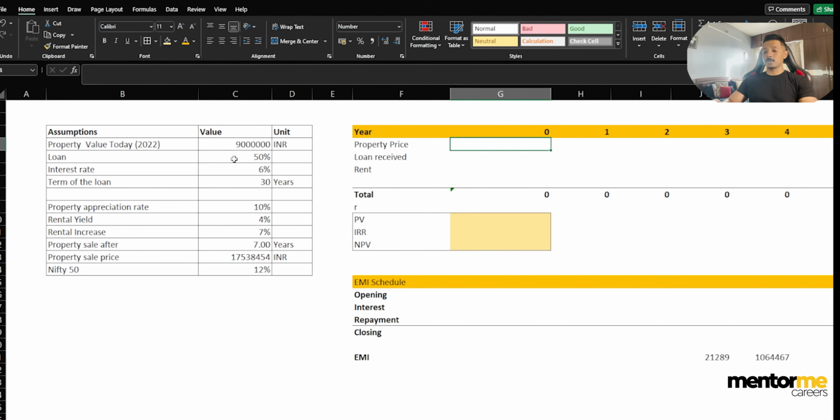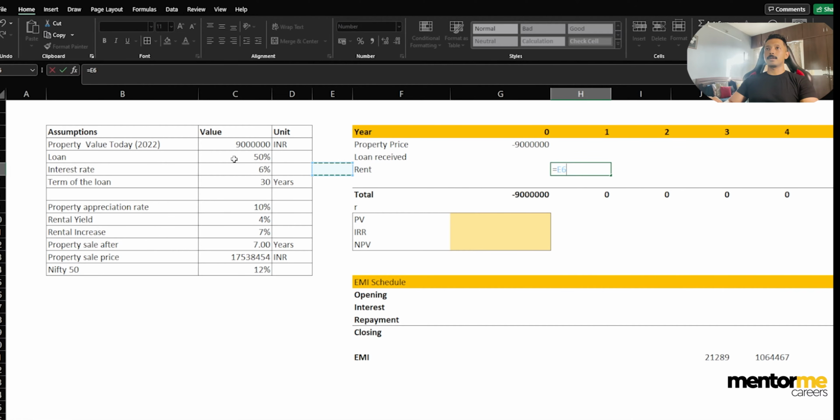Now let's get into the calculation. The property price, I'll just link it from the assumptions. There you go. At the moment, initially I want to show you the calculation without considering the loan, so that you understand the concept first and then I do the complication later. So in year 0 we purchase the property at 90 lakhs, and I'm going to put it as negative because we're investing, so it has to be going out of our bank account. Anything we receive will be positive. Every year we will be receiving a rent of, just like I said, 90 lakh multiplied by the rental yield, which is 4%.